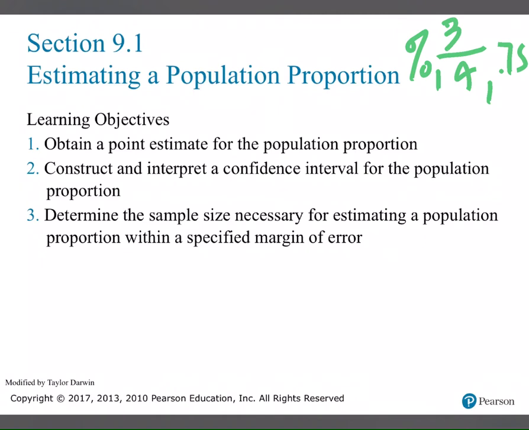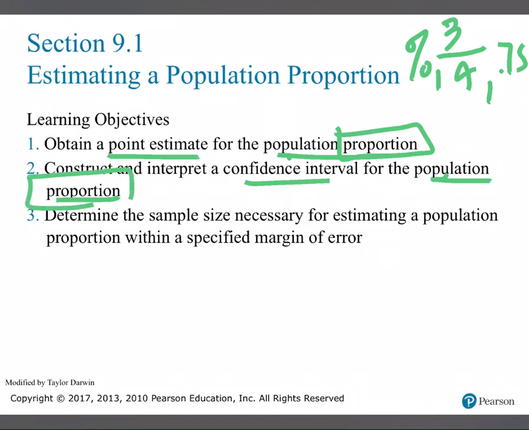Alright, so here's what we're going to do. We're going to obtain a point estimate for a population proportion. Remember, population is the whole. We'll construct and interpret confidence intervals for population proportion, and determine the sample size necessary for estimating a population proportion. So, we're talking about proportion all of 9.1. And proportion, again, is a percentage, fraction, or decimal.